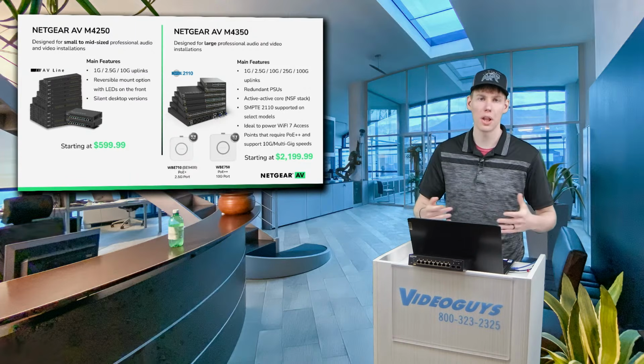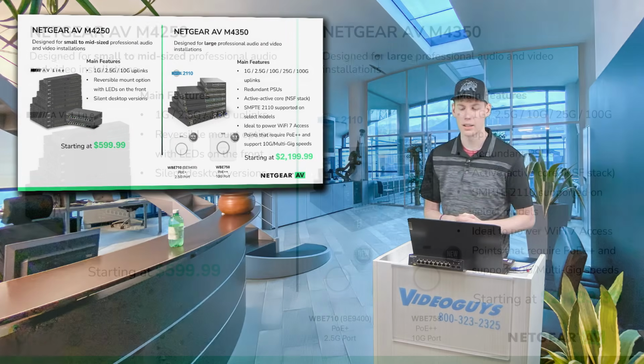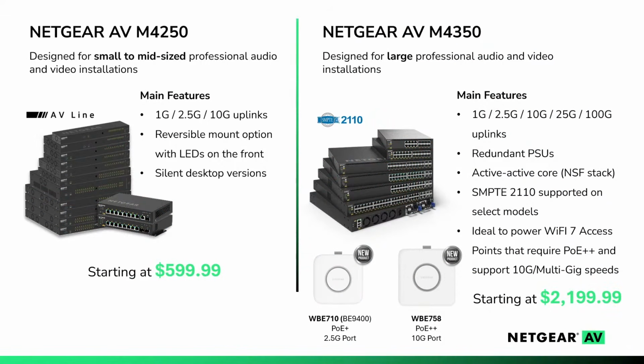Now again, once you get to these larger productions, that's when you're going to want to start looking at the M4350 lines of switches. They have ports that go all the way up to 100 gigs. We were talking about being able to get potentially thousands of watts of power into these switches. That's when those redundant power supplies come into place. We talked about Dante, AV, and AVH. We talked about NDI, but again, the M4350 lines of switches, some of them are even SMPTE 2110 supported, which is again that broadcast level for AV over IP.